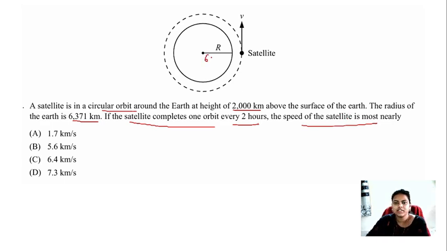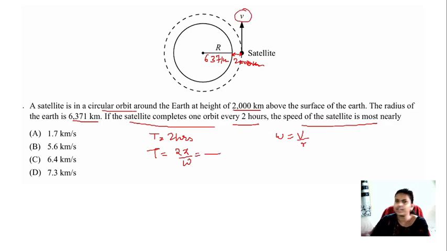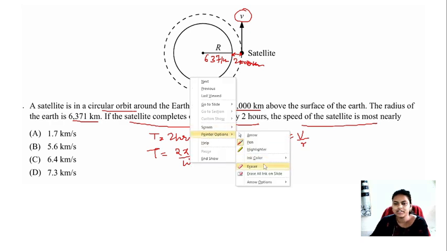So this radius is 6371 kilometers, and the distance between Earth's surface and the satellite is 2000 kilometers. The time period is equal to 2 hours. The speed we have to find. T is equal to 2 pi upon omega, or I can write it as 2 pi r upon v. So omega is equal to v upon r. Just find omega first and then we can find the velocity.